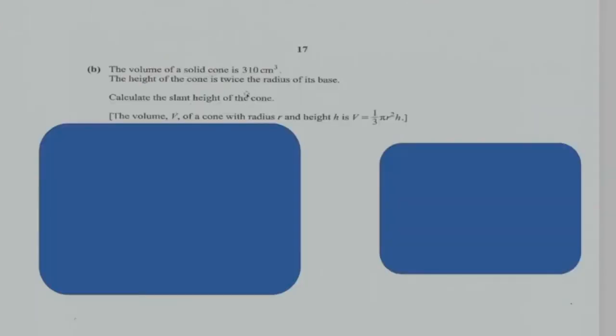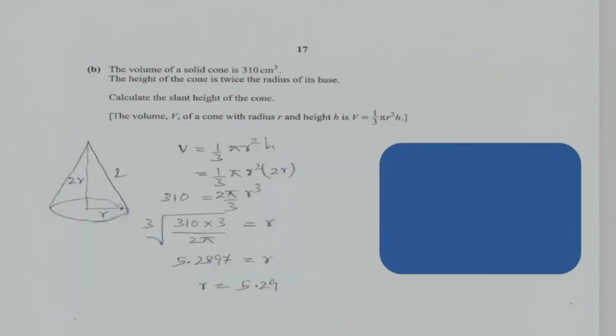The volume of a solid cone is 310 cubic centimeters. The height of the cone is twice the radius of its base. Calculate the slant height of the cone. First of all, we have to calculate the radius of the cone. So we can draw it like this. This is the cone. The radius is r, the height is twice r, and the slant height is L.